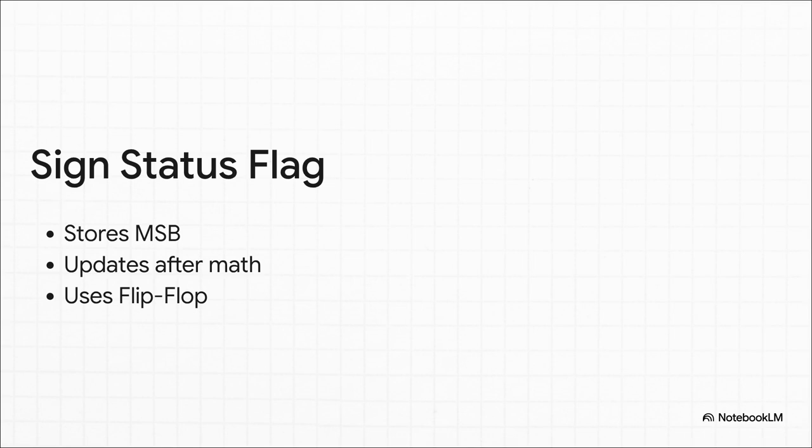Take the sign status flag, for instance. This is a brilliant little mechanism. After the processor performs any math or Boolean operation, it has to know if the result is positive or negative. It does this by checking the most significant bit. That's the very first bit of the binary result, and storing it in the sign status flag, using a clever hardware mechanism called a flip-flop. If that flag flips to a 1, the processor instantly knows the result is negative. It's basically a tiny instant memo to itself.